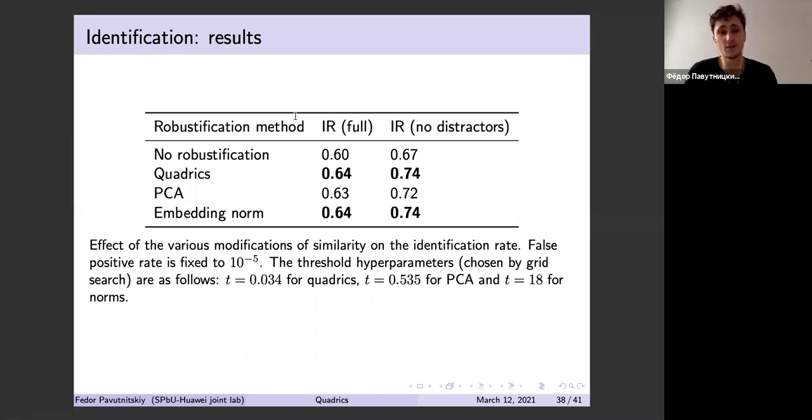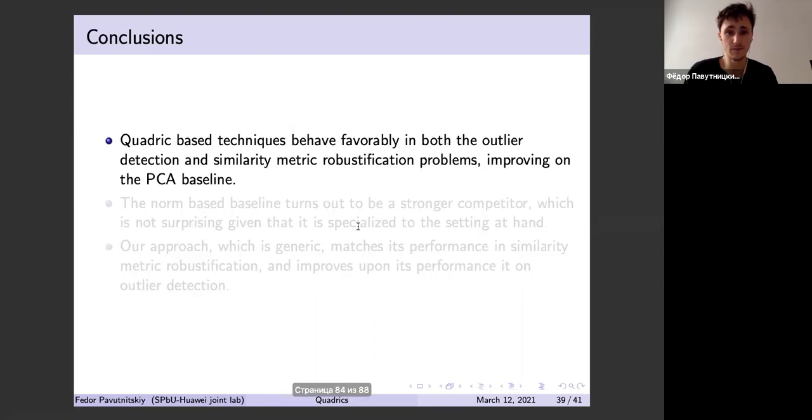Yeah, these are results for this identification experiment. So both quadrics and norms perform equally well, but quadrics also performs quite well in outlier detection, which was our main goal. Yeah, conclusions. As I mentioned, quadric models work quite well both in outlier detection and in the robustification problem.